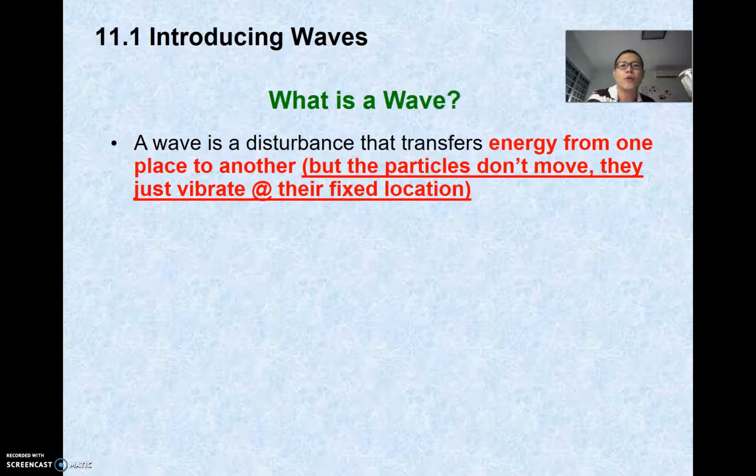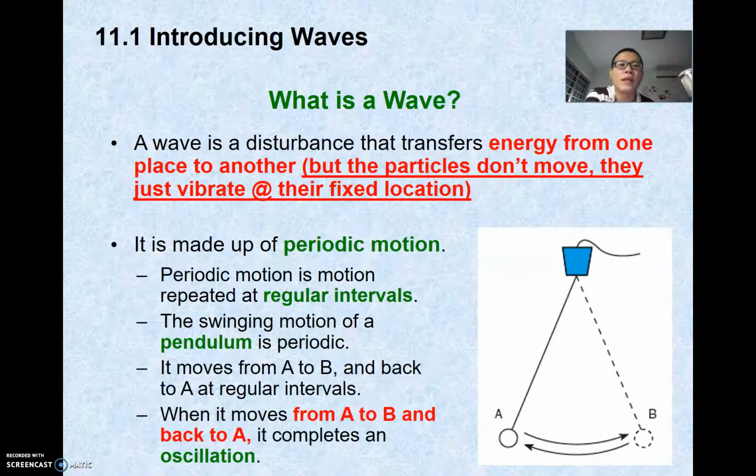But before we move on, one of the important things we need to understand is what we mean by repetitive motion, or what we call periodic motion. Periodic motion is a regular motion being repeated at regular intervals, which means that this particular pattern is repeated at regular intervals. For example, the swinging of a pendulum, from left to right, A, B: the fact that it moves from A, B, and back to A is what we call one oscillation.